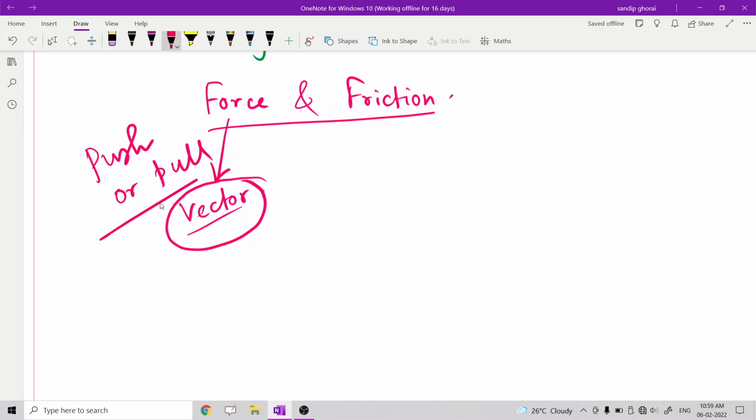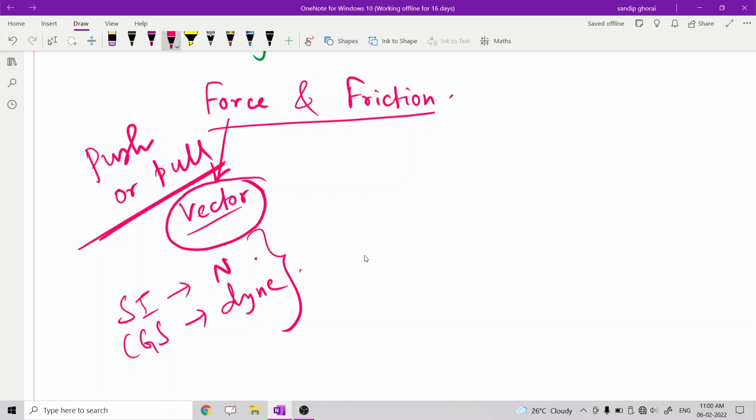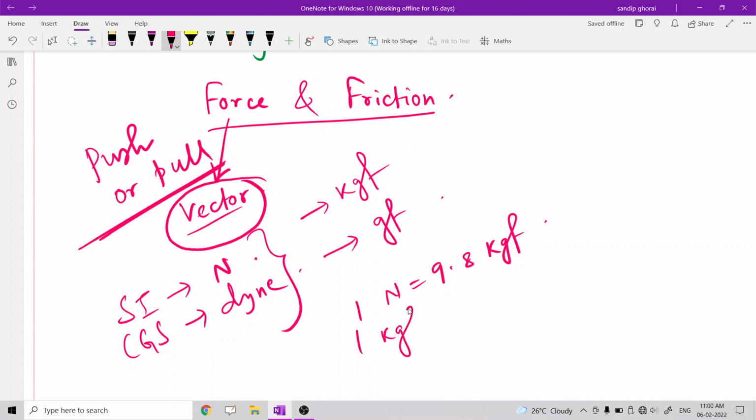What is the SI unit of force? Simply Newton, if you take the absolute unit, and the CGS unit of force is simply dyne. Whereas if you take the gravitational unit, then the SI unit is kgf and the CGS unit is gf. And you know the relation between Newton and kgf. Simply, 1 kgf is equal to 9.8 Newton, or 10 Newton, or 1 kgf is equal to 1000 gf also.